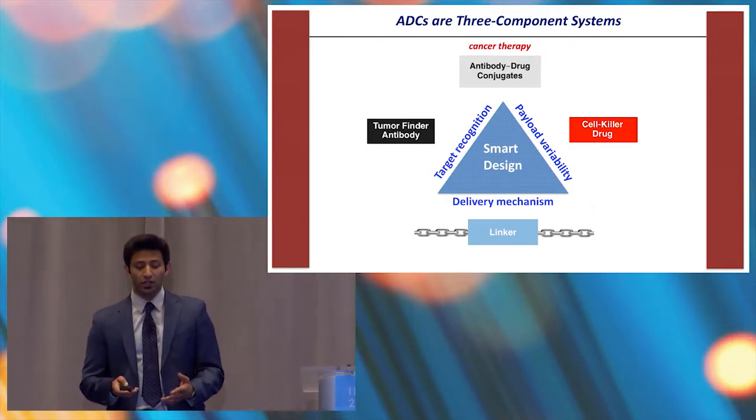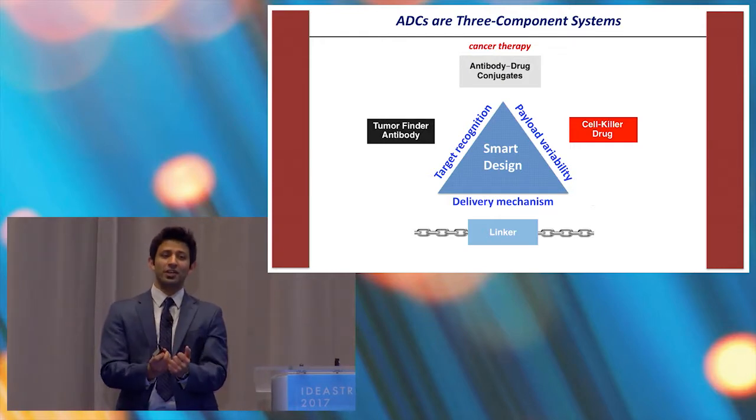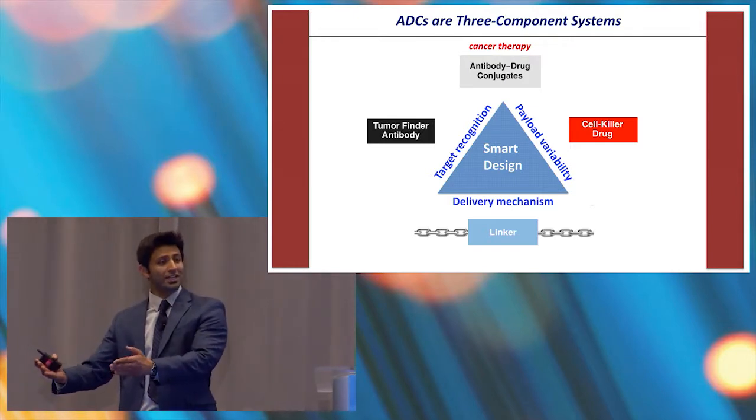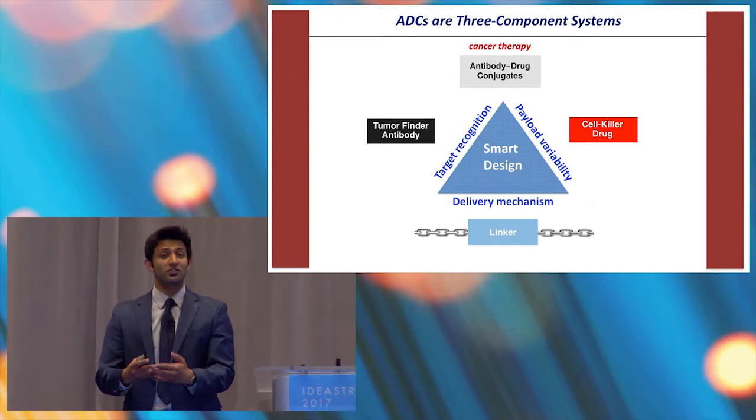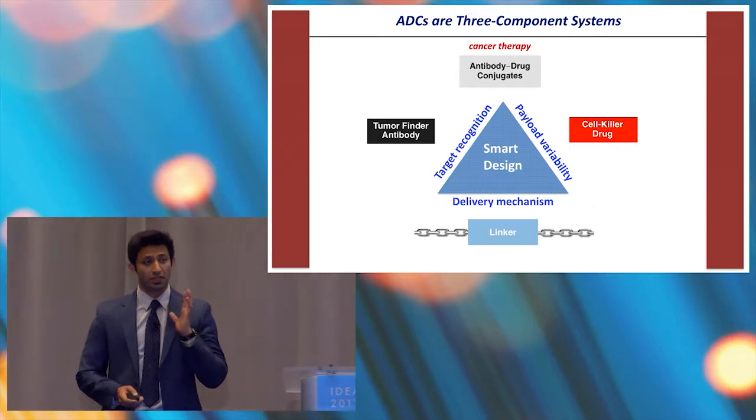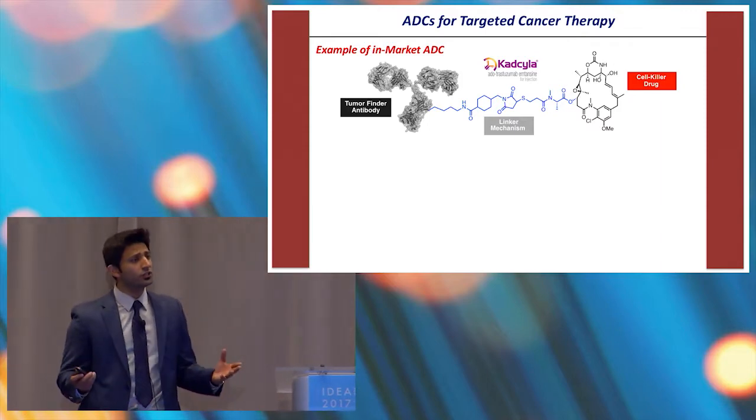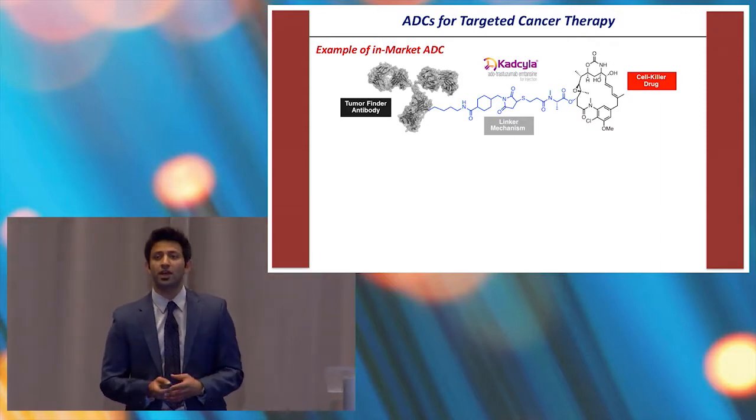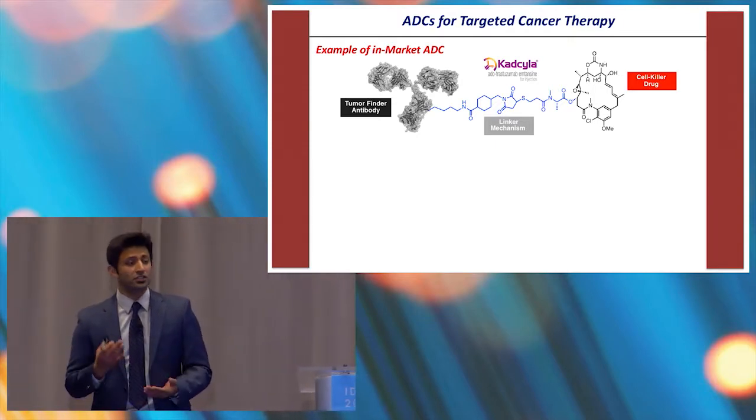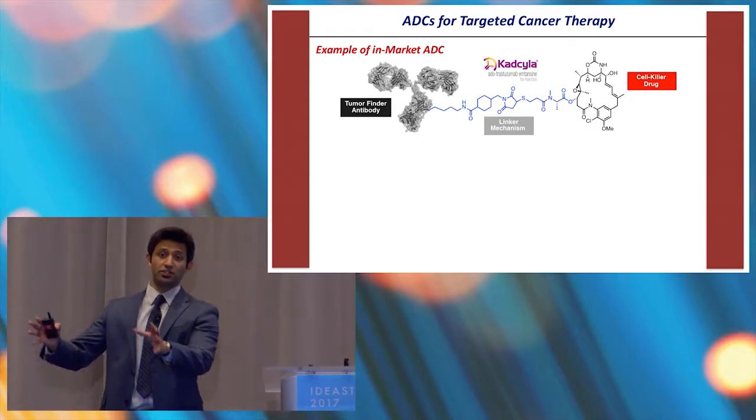So that's important. And the third part is the delivery mechanism, a linker that is competent enough to keep everything together inside the blood until the antibody finds its target, gets encapsulated inside the cell, and then the linker is designed such that it lets go of the drug, which then kills the cell. And the integrity of this whole system is very important. There are two ADCs in the market that are designed on these principles. One of them is Kadcyla that I list here. It targets HER2-positive breast cancer, which is basically 30% of the breast cancer type in women.